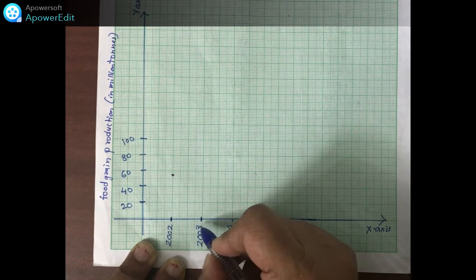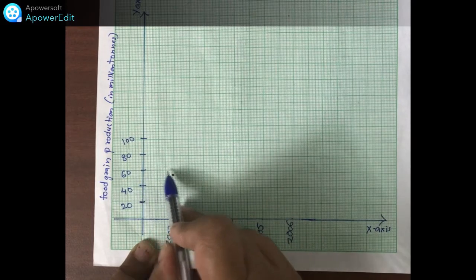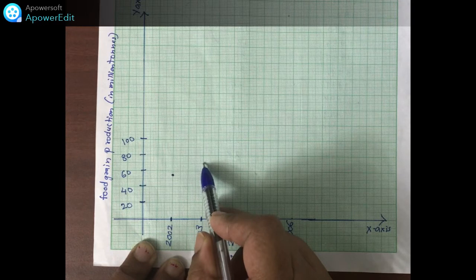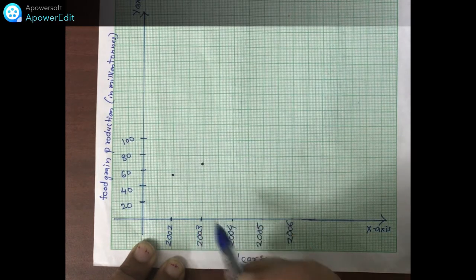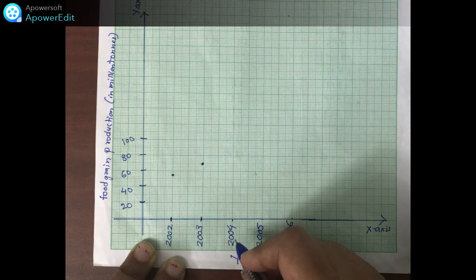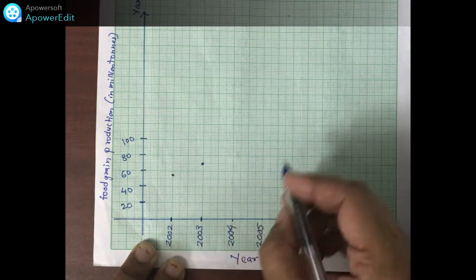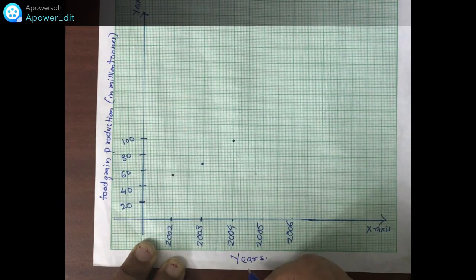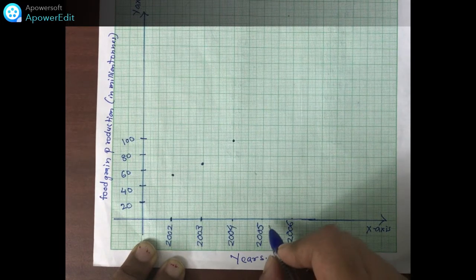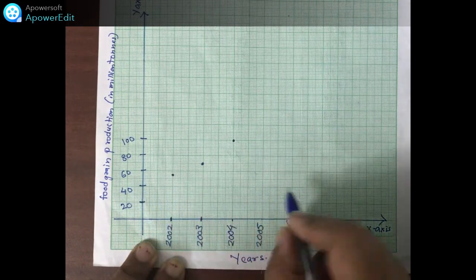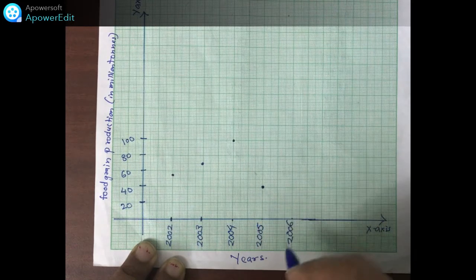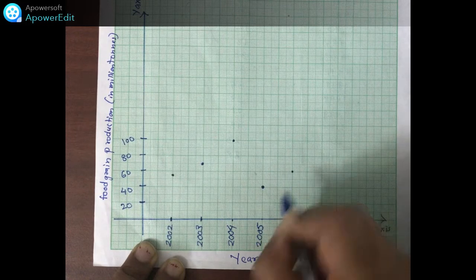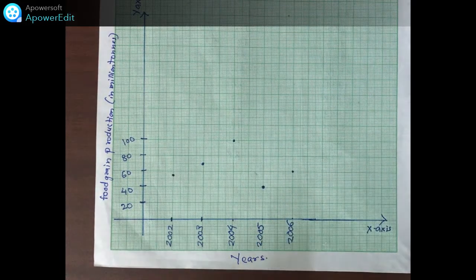Now the next one is 70 for 2003. As you can see, this is 60 and this is 80. So halfway through it will be 70 over here. Then for 2004 it is the highest, so it is 100, we'll plot here 100. Then for 2005 it is 40. So this is 40 over here for 2005. And finally for 2006 it is 60. Now we have plotted these values.